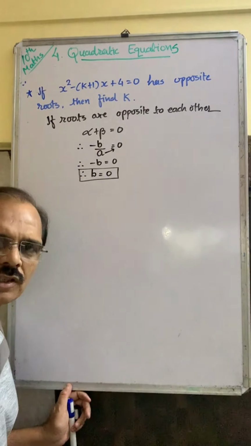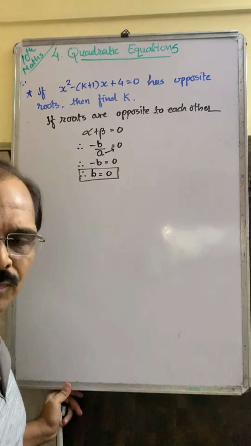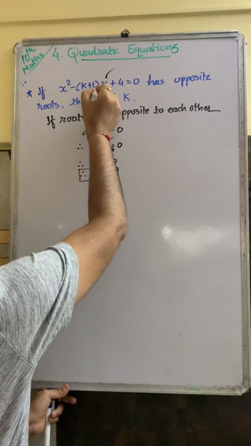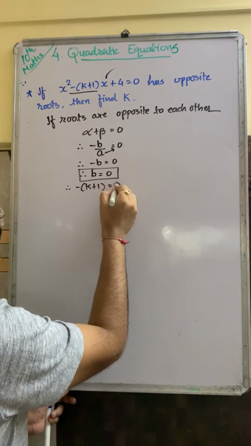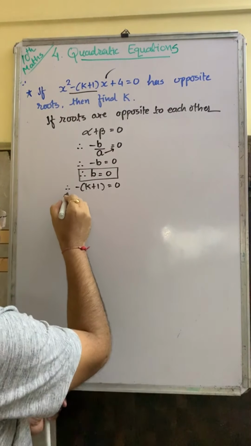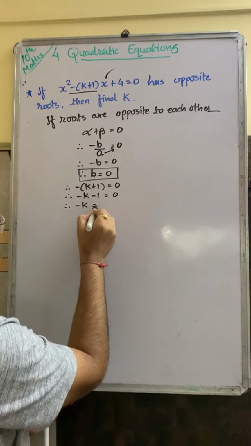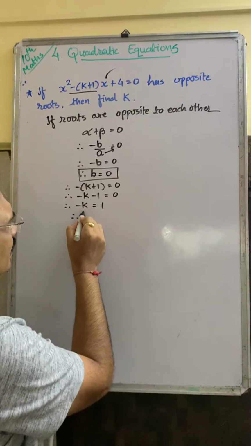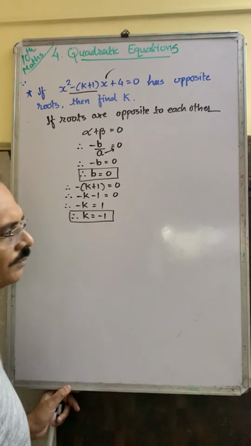Now see the equation. In the given equation, what is the position of b? B is the coefficient of x. So here the coefficient of x is minus into bracket k plus 1, equal to 0. Open this: minus k minus 1 equals 0. So minus k equals minus 1, move the 1 other side, plus 1. And if you take minus this side, then k equals minus 1. In this way you can find it.